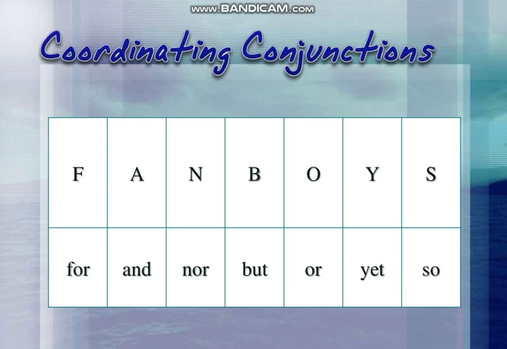And there is a simple way to remember all these coordinating conjunctions. That is the formula FANBOYS. You have to remember just this word fan, F-A-N, fan, boys, B-O-Y-S, boys. So F for, A for and, N for nor, B for but, O for or, Y for yet and S for so. So these are coordinating conjunctions.